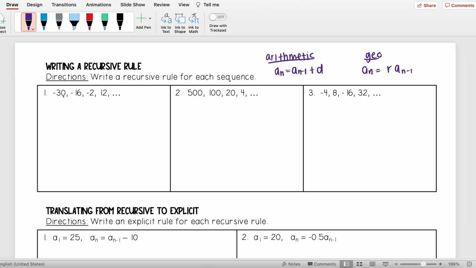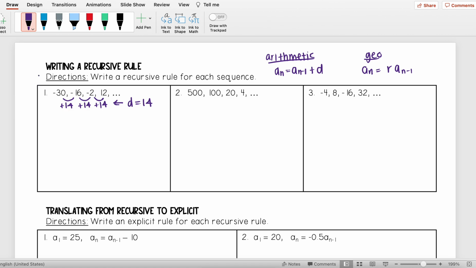So looking at this first one, I like to always start with to see whether I'm adding or subtracting the same thing each time. So to get from -30 to -16, I need to add 14. -16 to -2, I add 14, and then add 14. And so I see here that I have a common difference of 14. And so that means I'm going to be using my arithmetic recursive rule here.